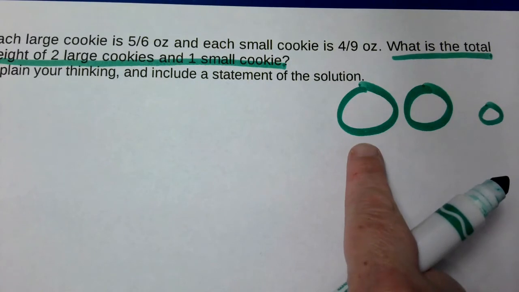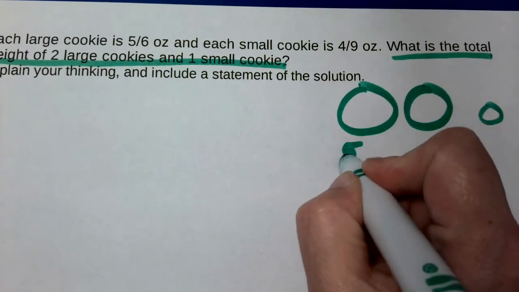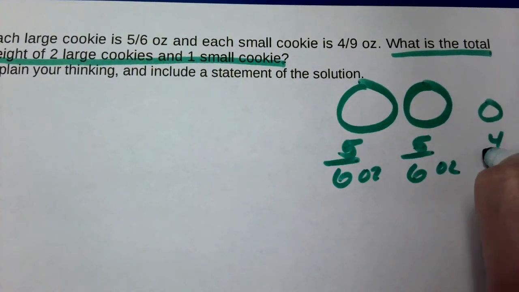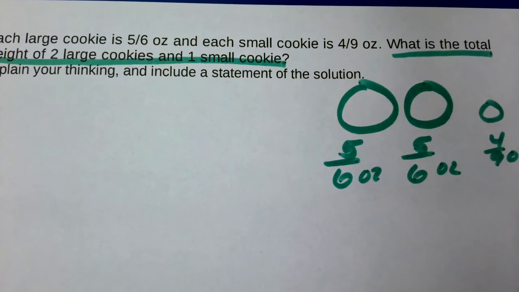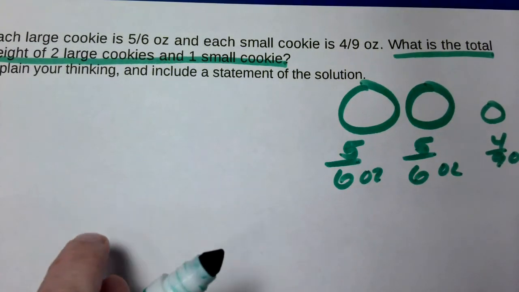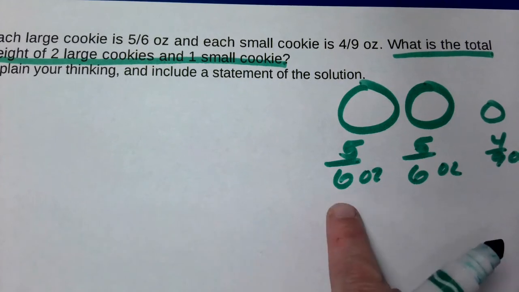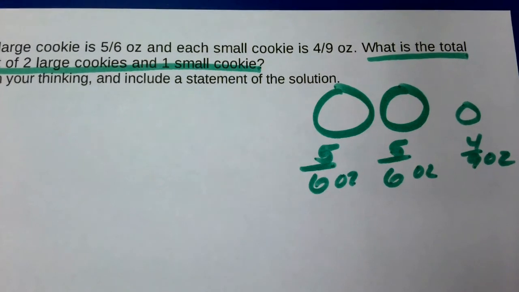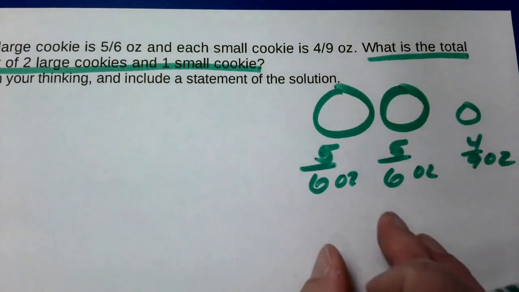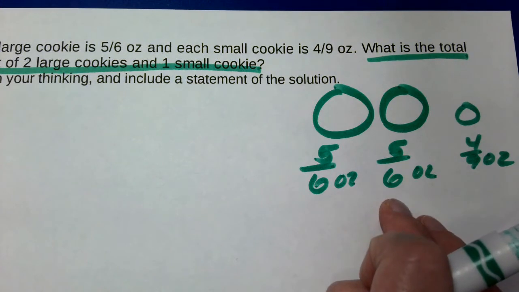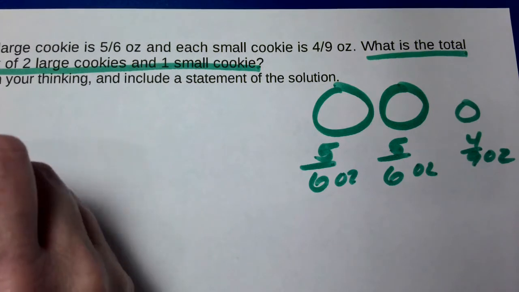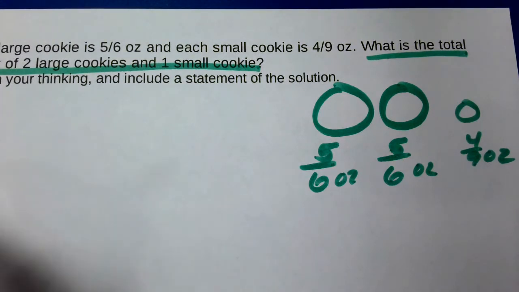Okay, so each of these large cookies is 5/6 of an ounce. This is 5/6 of an ounce, and this is 4/9 of an ounce. Okay, perfect. So I want to know what's the total. So I'm going to be adding 5/6 plus 5/6 plus 4/9 because I want to add them all together. So I'm going to go ahead and add the 5/6 together, and then whatever answer I get, I'm going to add to the 4/9. So it'll be easier for me, instead of doing it all at the same time, I can do 2, group them together, and then do 2 more.